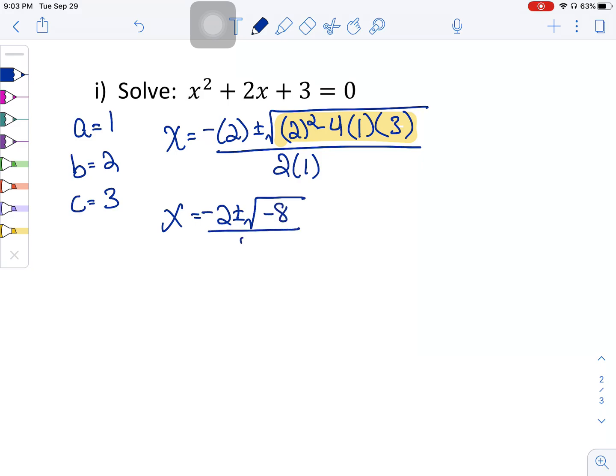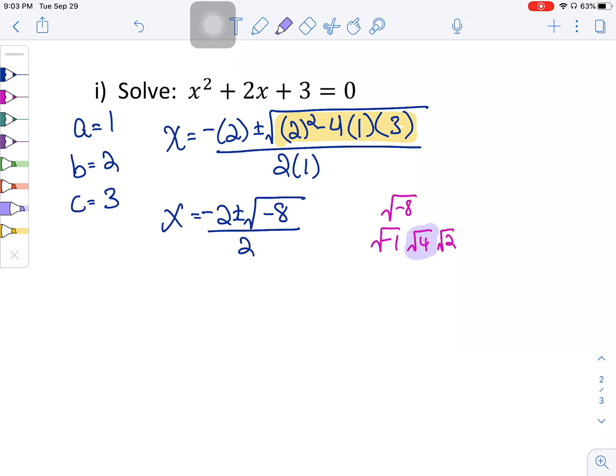All over 2 times 1 is 2. All right. So off to the side here, I want to do a little simplification for the square root of negative 8. So I'm going to bring out the negative 1. And then the 8, I'm going to break it up into root 4 times root 2.